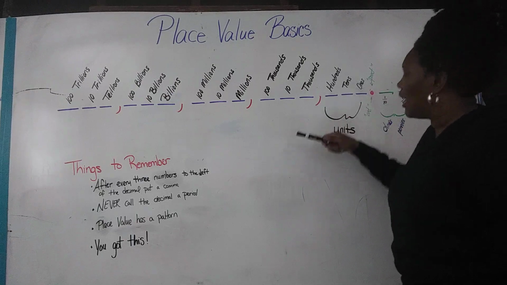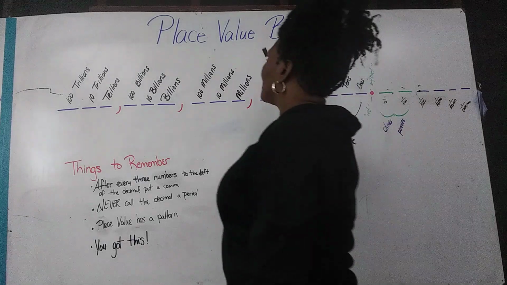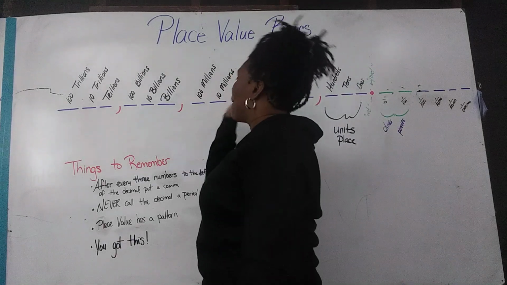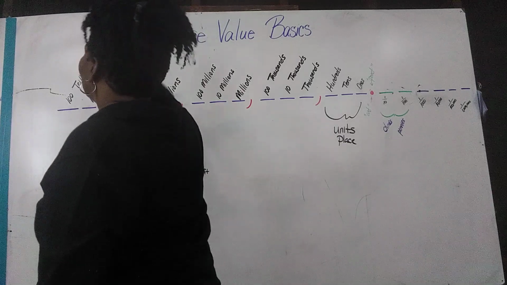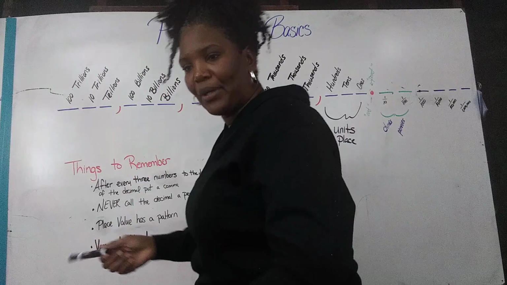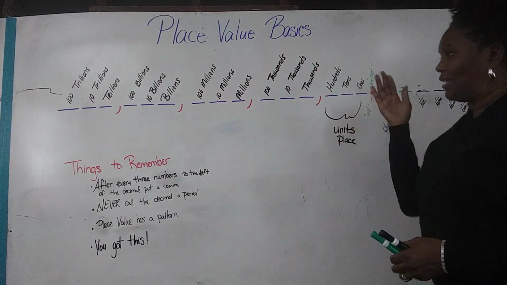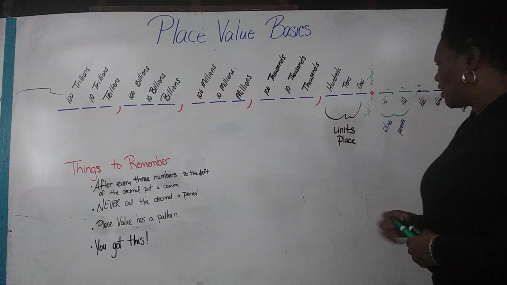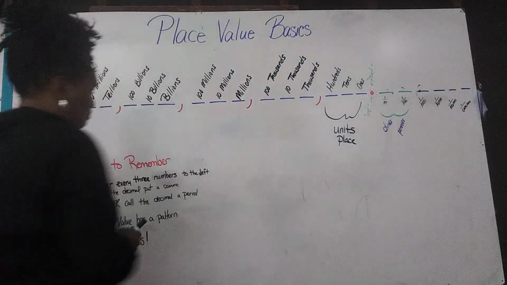Ones, tens, 100, comma, thousands, 10,000s, 100,000s, comma, millions, 10 millions, 100 millions, comma, billions, 10 billions, 100 billions, comma, trillions, 10 trillions, 100 trillions. Again, if we were going to the next digit, we would put a comma, and then the name of that family will be given, and so on and so forth. So those are a few things that you just need to remember about place value.